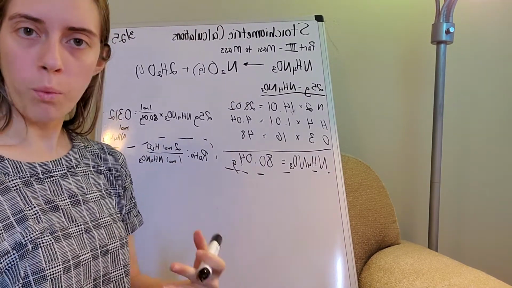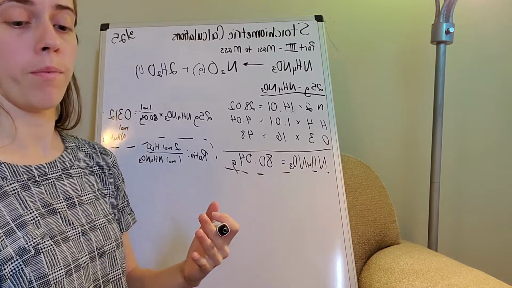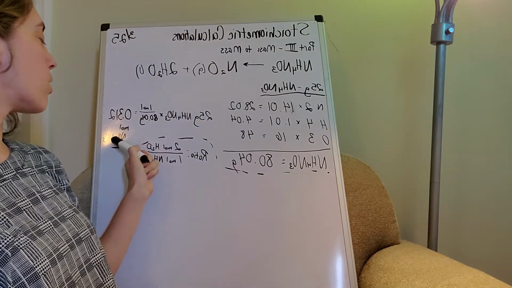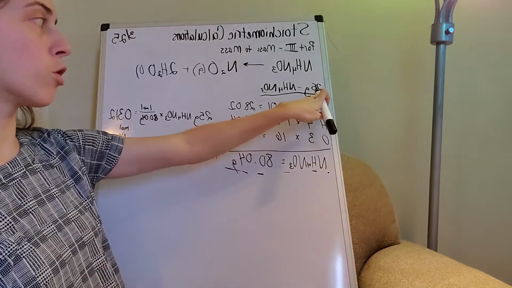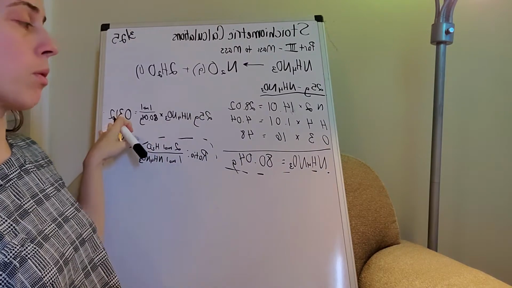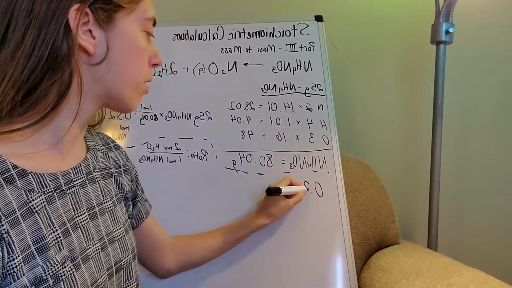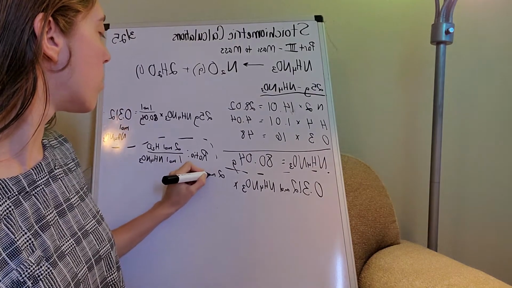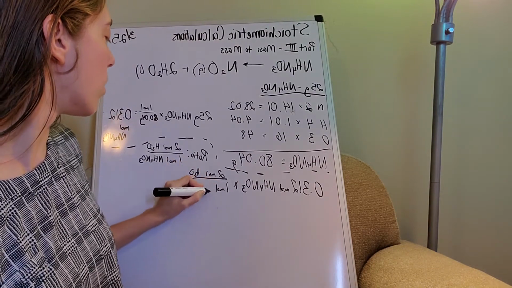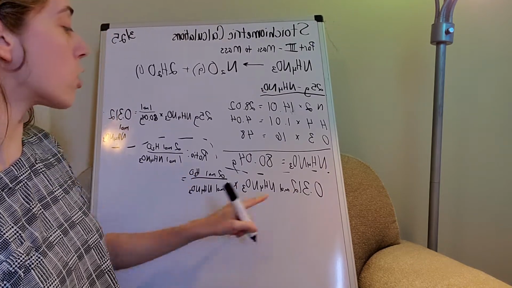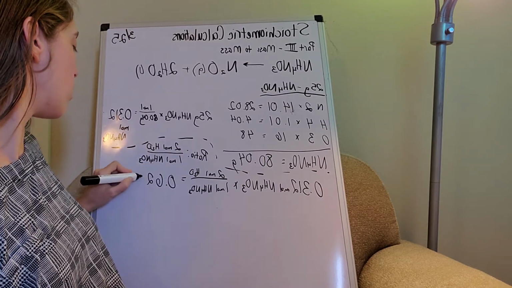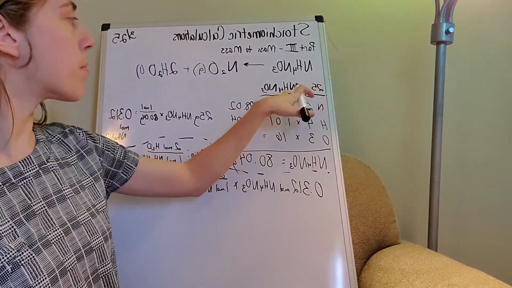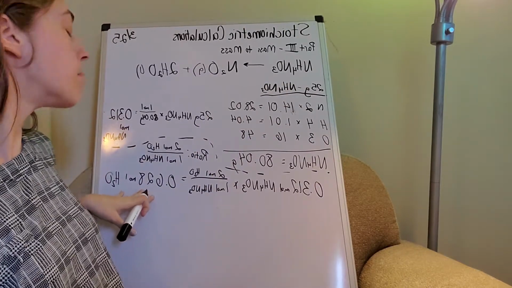Now, using our ratio, we can figure out how many moles of water we actually have. We have up here 0.312 moles of NH4NO3. We know this because the problem says we were given 25 grams of it, and 25 grams equals 0.312 moles. We use our ratio, 2 moles of water for every 1 mole of NH4NO3, so essentially multiplying by 2. So we end up with 0.628 moles of water. So now we know that if we are given 25 grams of ammonium nitrate, we will end up with 0.628 moles of water.